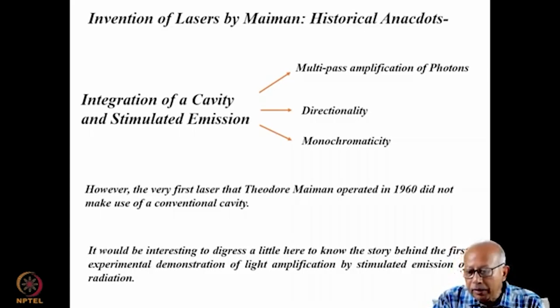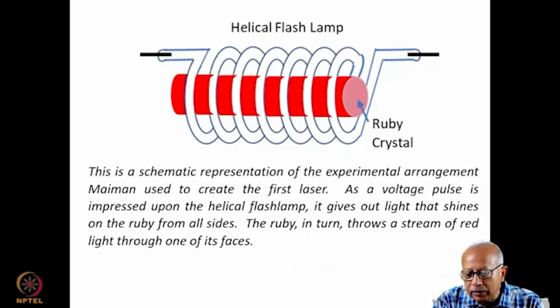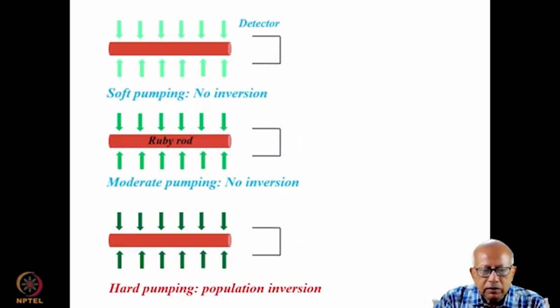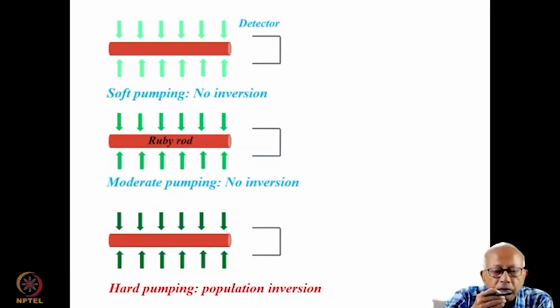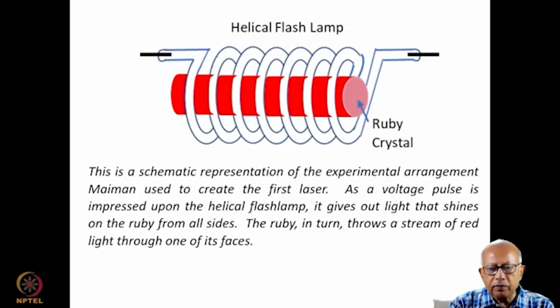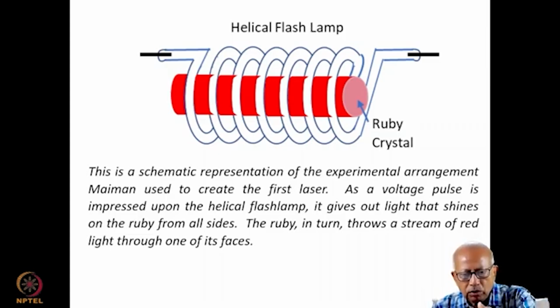You see, the experiment that Maiman did was extremely simple. He used a cylindrical ruby rod and optically pumped it by deriving light from a flash lamp. I will come to the optical pumping and flash lamp in a while. But the experimental system that Maiman used, I have shown here. This is a schematic representation of the experimental arrangement Maiman used to create the very first laser.